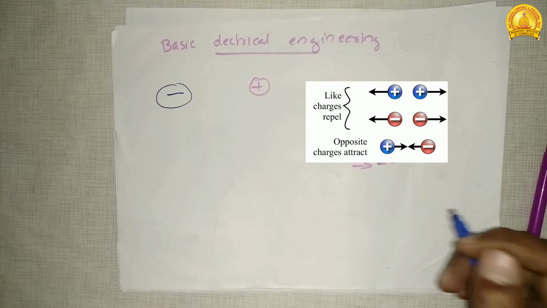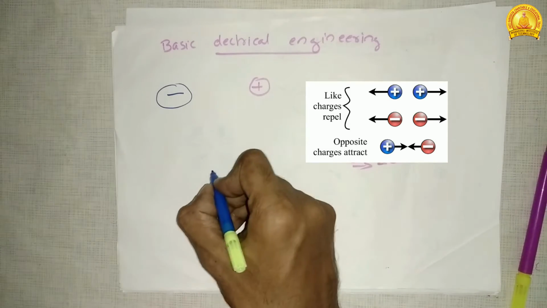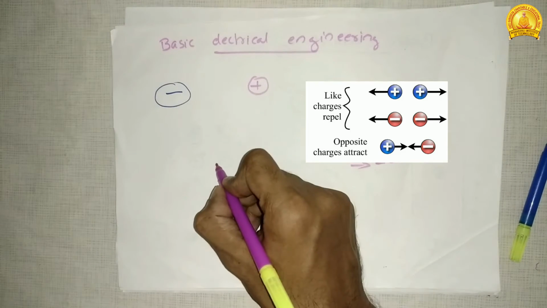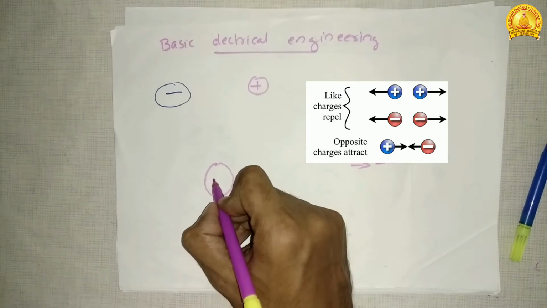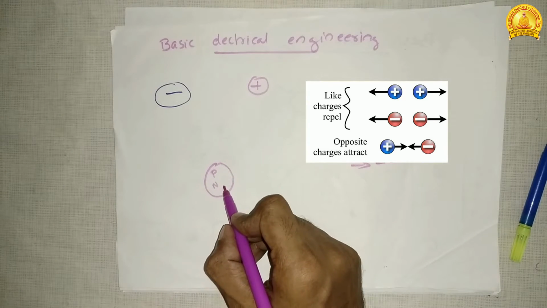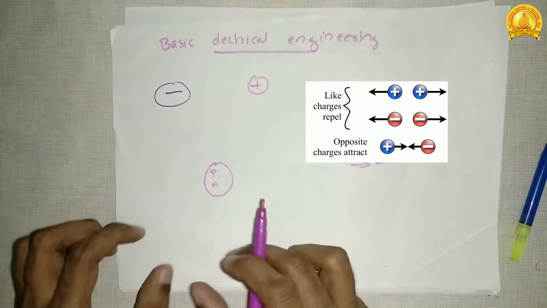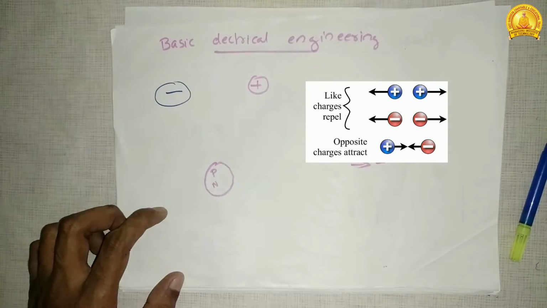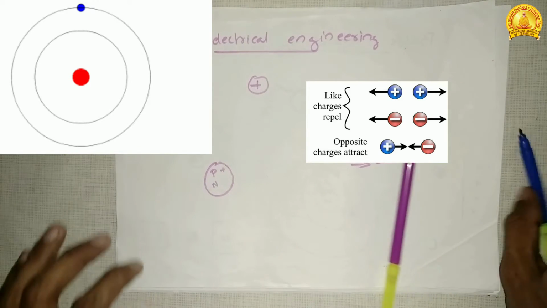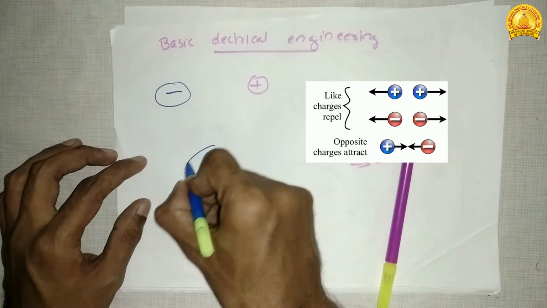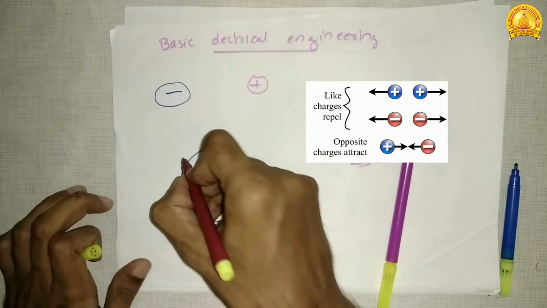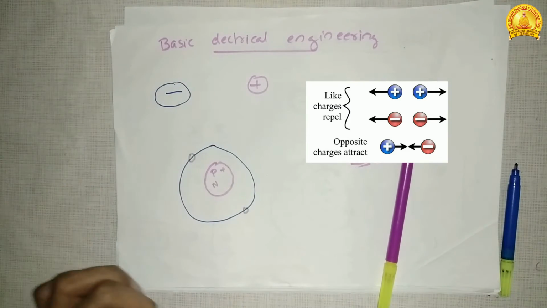From the beginning, let's go to the atom model, Bohr's atom model. We know that the nucleus consists of protons and neutrons, and the nucleus is at the middle of the atom. Protons have positive charge, neutrons have no charge, and electrons are revolving around the nucleus. The electrons are represented here and here.